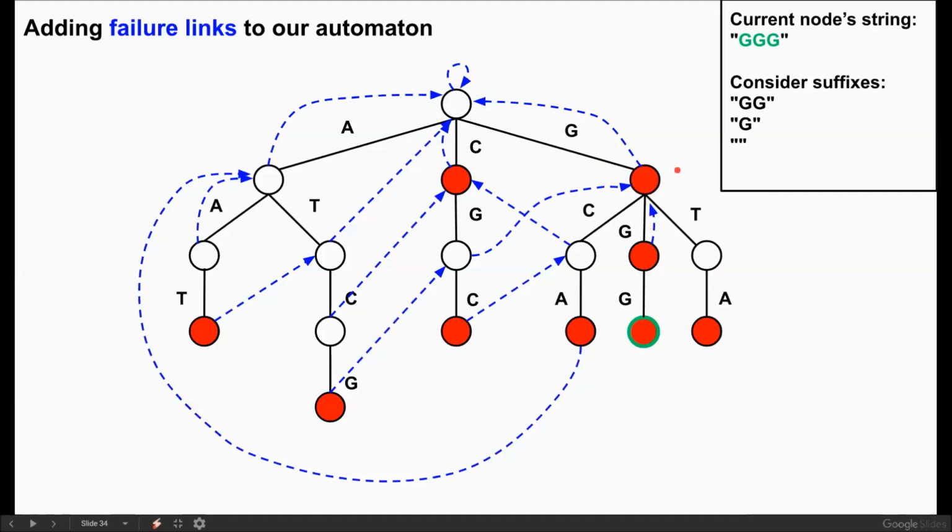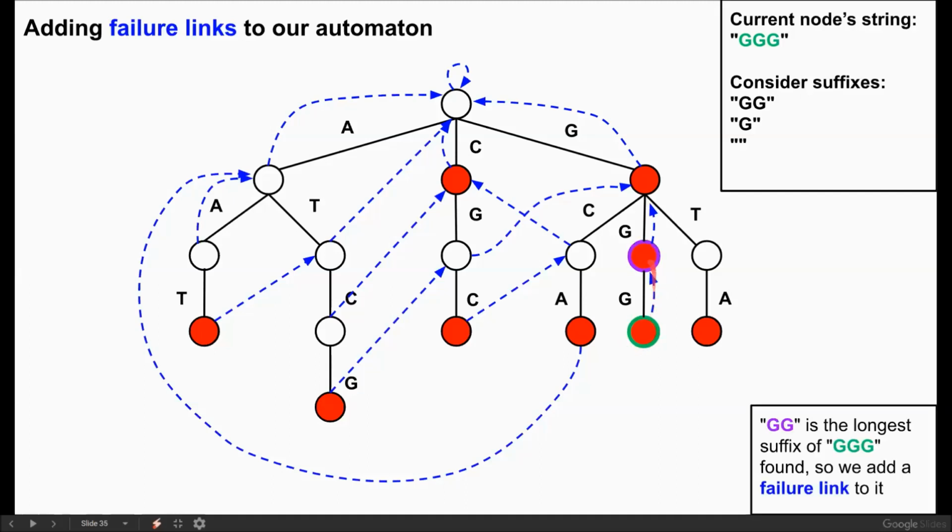Okay. Next, let's look at this node, which represents GGG. So the suffixes that we're going to consider are first GG, and then G, and then the empty string. So first, let's look for GG. So we start at the root node, and we ask if it has a child G. It does. We follow the edge, and now we're here. Now we ask, does this have a child G? And it does. We follow it, and so we found the longest suffix of GGG that exists in the automaton, which is GG. So we draw a link from GGG to GG.